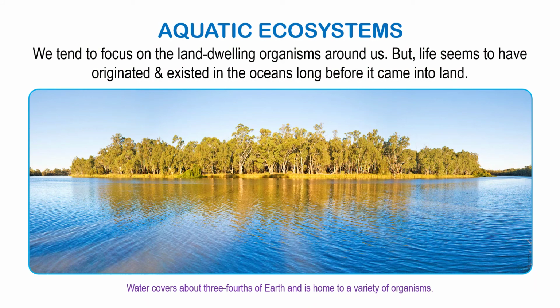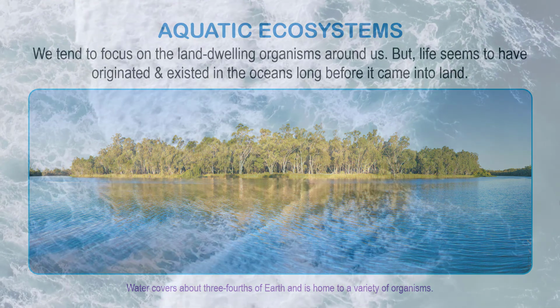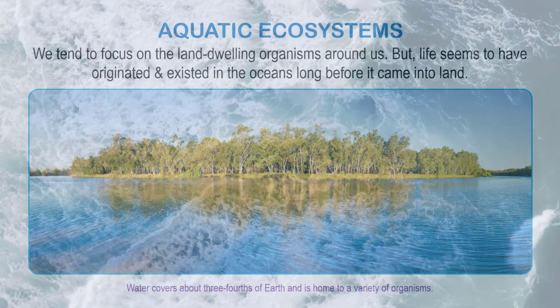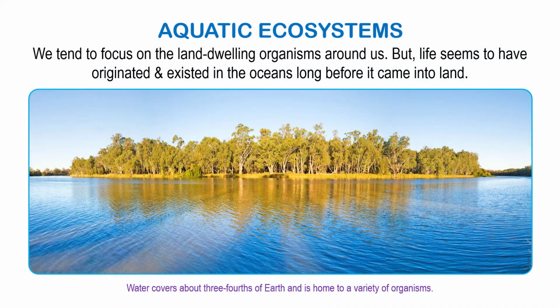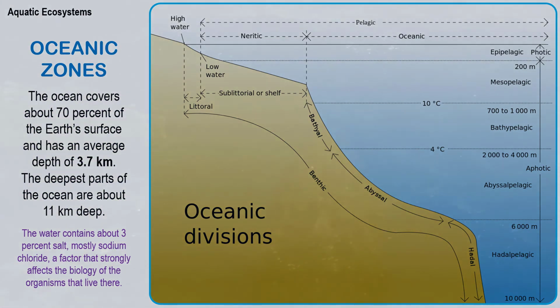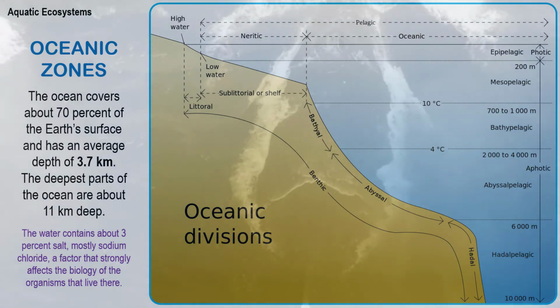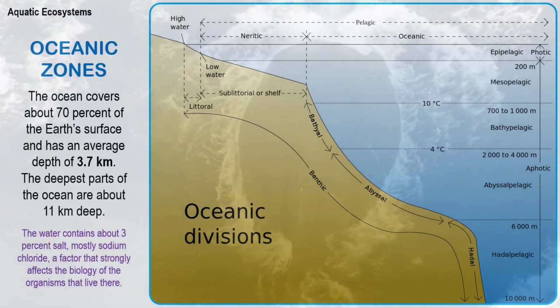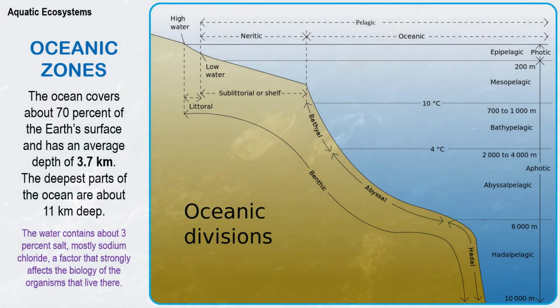On the geologic timescale, life seems to have originated and existed in the oceans long before it came onto land. Water also covers about 3/4 of Earth and is home to a variety of organisms. The ocean covers about 70% of the Earth's surface and has an average depth of 3.7 kilometers. The deepest parts of the ocean are about 11 kilometers deep. The water contains about 3% salt, mostly sodium chloride, and it's actually a factor that strongly affects the biology of the organisms that live there.